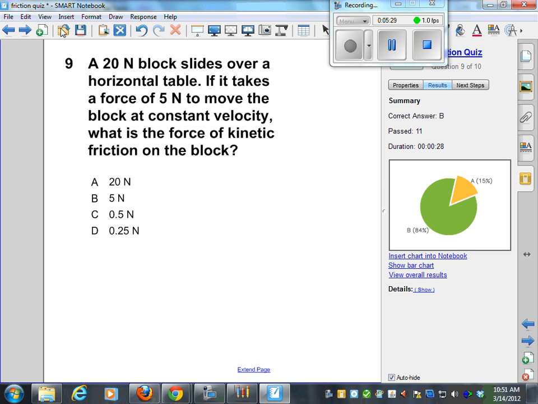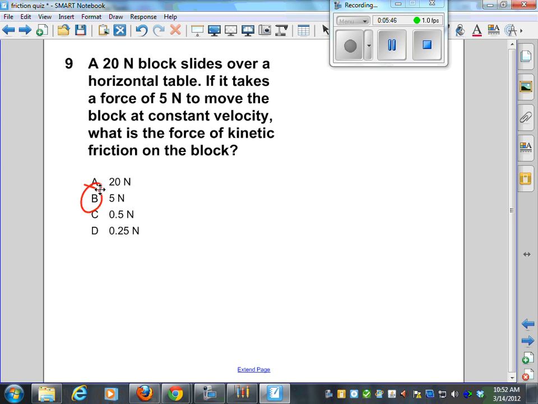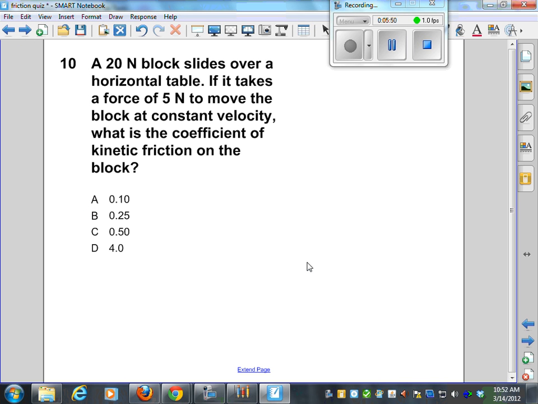A 20 Newton block slides over a horizontal table. If it takes a force of 5 newtons to move the block at a constant velocity, what is the force? Isn't that the same question? Yeah, but yet we did way much better on this one. 5 newtons, right? 5 newtons.